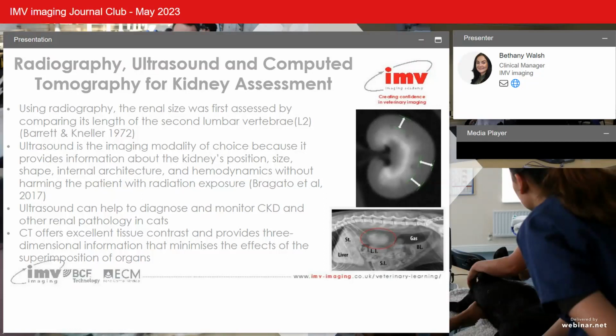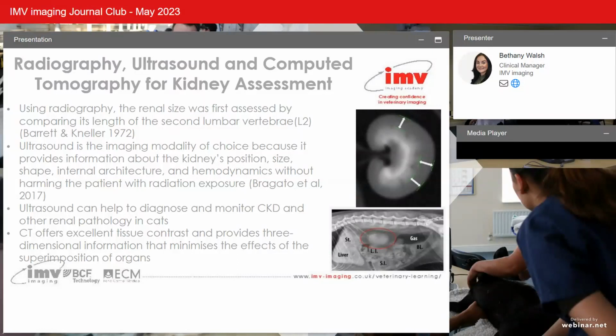Using radiography, the renal size was first assessed by comparing its length to the second lumbar vertebra by Barrett and Kellner in 1972. Ultrasound is the imaging modality of choice because it provides information about the kidney's position, size, shape, internal architecture, and hemodynamics without harming the patient with a radiation exposure. Ultrasound can help diagnose and monitor CKD and other renal pathology in cats, and it's non-invasive and doesn't use any ionizing radiation, as stated in the study mentioned above.